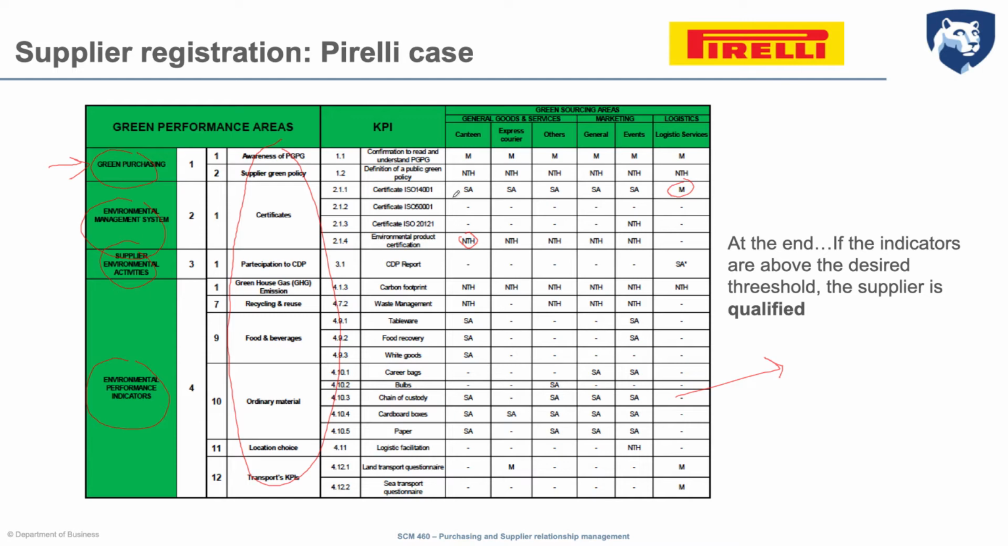Again, for Pirelli, the main aspect is not the financial one. The financial is only one of several, but the most important are the sustainable sourcing indicators. So if you don't have this type of certification, this type of environmental product certification, if you don't produce an environmental report, if you don't take care of the carbon footprint and whatever, you are not able to be part of the supply base of Pirelli, because Pirelli, as a focal company in the supply chain, pushes toward a sustainability strategy.